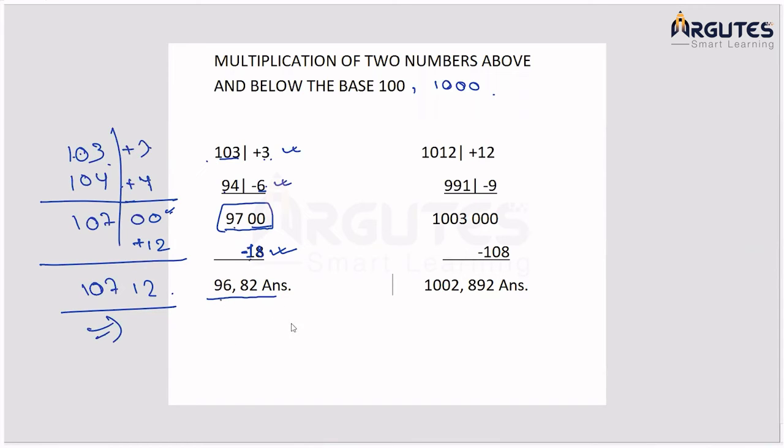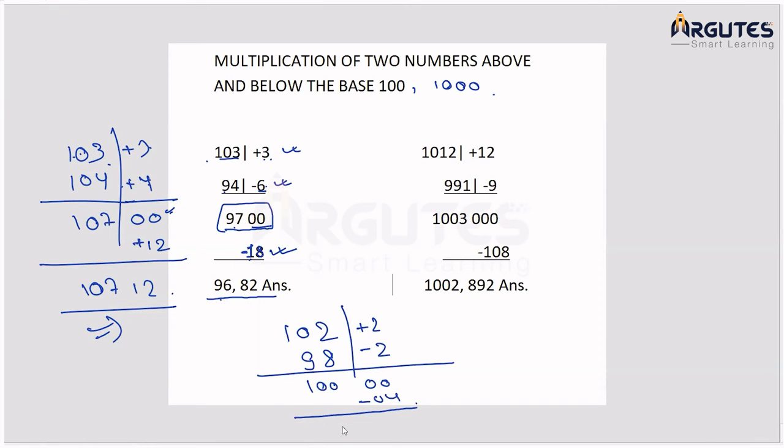I am giving you another example. Let's say it's written 102 into 98. So how to do it? It is plus 2 and it is minus 2. So first we will do 102 minus 2, that is 100, so 10000. Now plus 2 times minus 2 will be minus 04. So it will be how much? 9996.